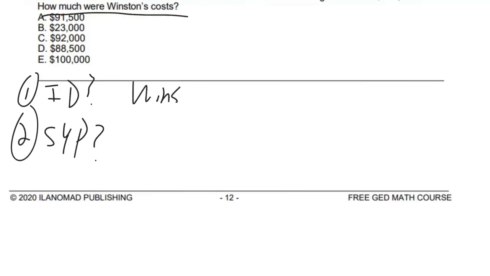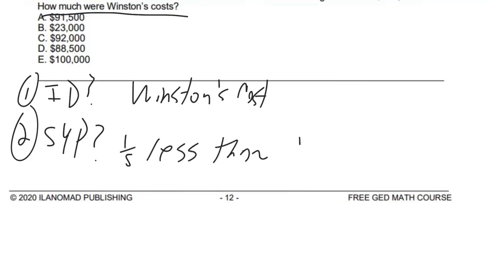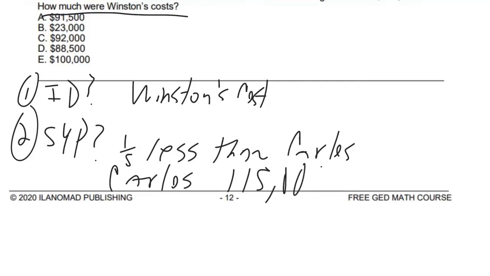So we're just going to put Winston's cost. We know that Winston's cost was 1/5 less than Carlos's. And we know that Carlos's costs were $115,000.